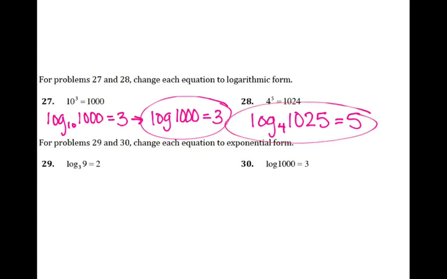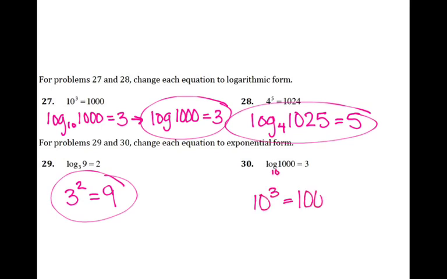And then 29 is just going in the opposite direction, so the base for my logarithm is the same thing as the base for my exponential function. A logarithm is an exponent, so 2 is my exponent, equals 9, which makes sense, since 3 squared equals 9. And for log of 1,000 equals 3, if there is no base, it's like having a base 10, so that's 10 cubed equals 1,000.